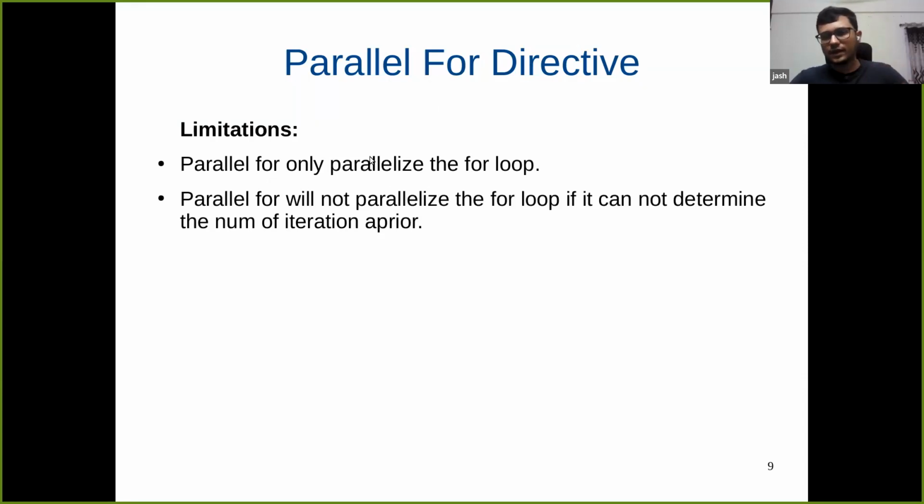So the first point is very clear. It can only parallelize the for loop. So if you want to parallelize a while loop or a do while loop, then it cannot parallelize. So writing #pragma omp parallel for followed by a while loop will not work. And the second point is that it will not parallelize the for loop if it cannot determine the number of iterations beforehand. So what does that mean? Let us look into this with the help of an example.